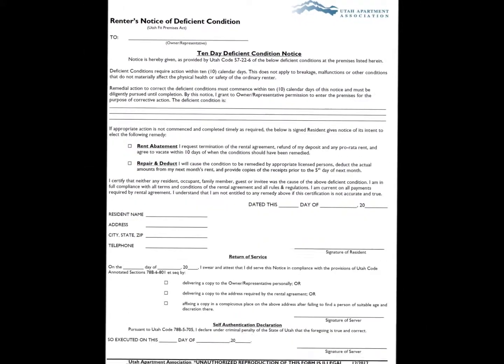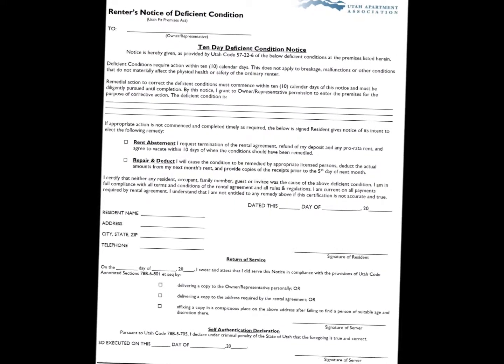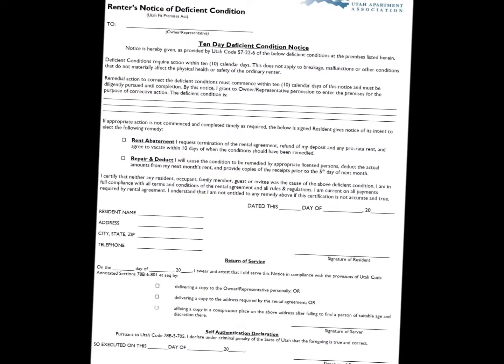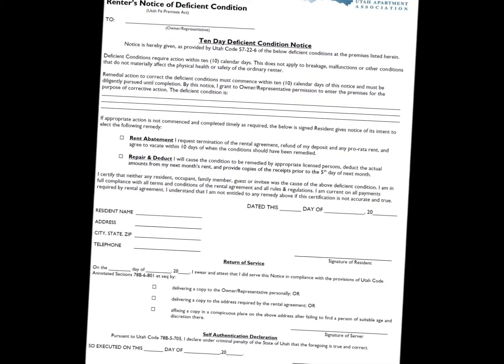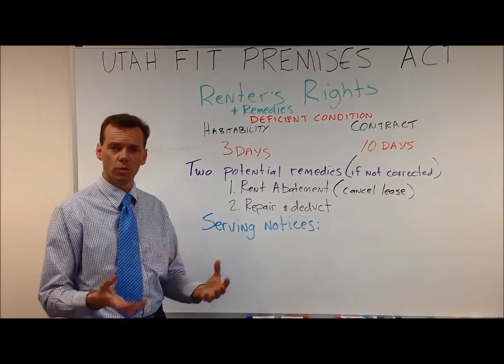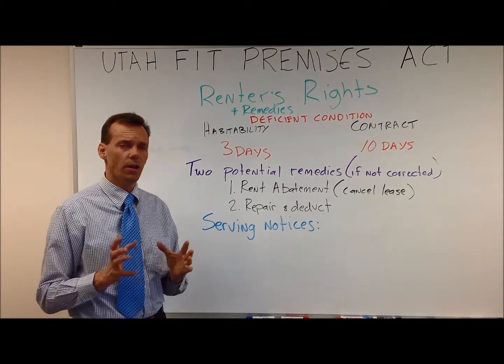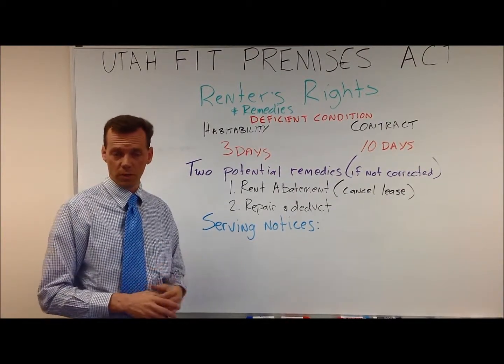Next, I'm going to show you the 10-day deficient condition notice. It's almost exactly the same, except as you can tell, this is for different issues. Habitability issues are things like water and sewer that aren't connected or working, electrical that's not working, heat and hot water not being available, doors and windows that don't secure, and air conditioning that doesn't work. Everything else, like a broken refrigerator, the garage door, a leaky roof, something like that, those are the 10-day issues. So you need to know which issue for which form and use the right form.